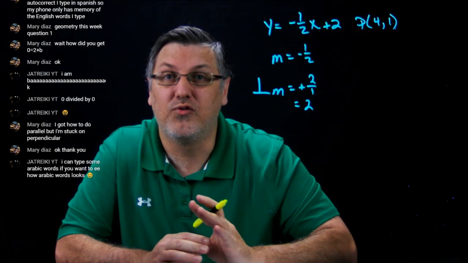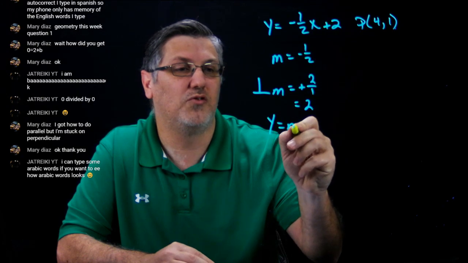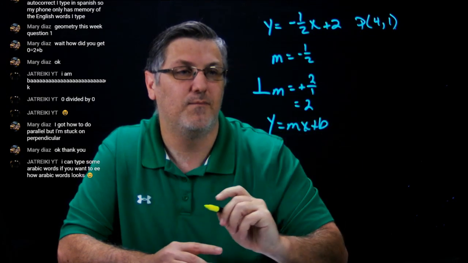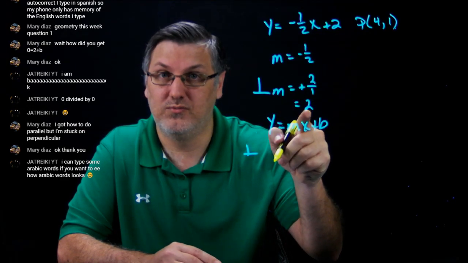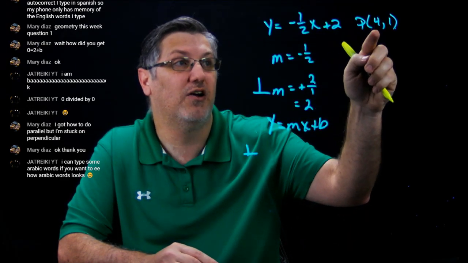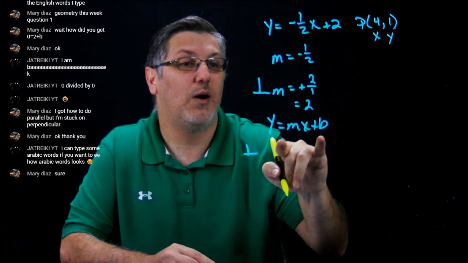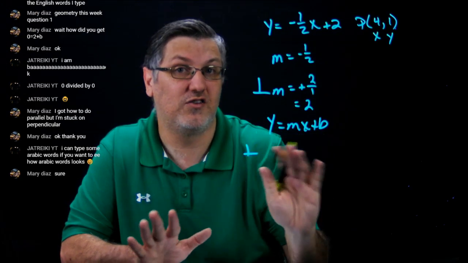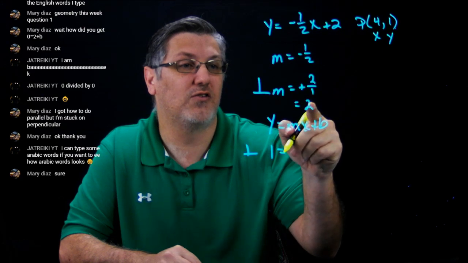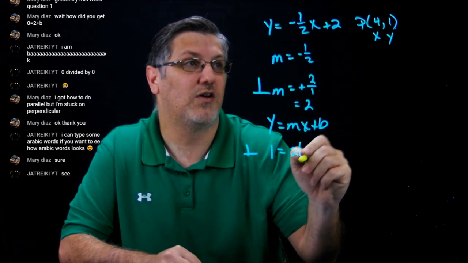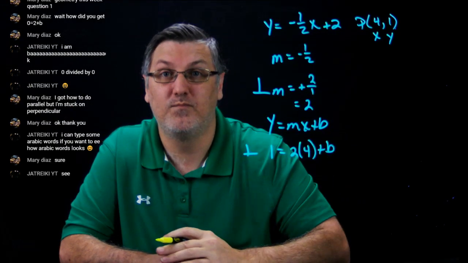All right. From here, all you're going to do is use the equation y equals mx plus b. I have my m for my perpendicular. That's 2. I have my x right here, and I have my y right here. So this is x, this is y. I'm going to plug them into this equation. That's it. So I'm going to get y is 1 equals my perpendicular slope, 2, times my x, which is 4, plus b.